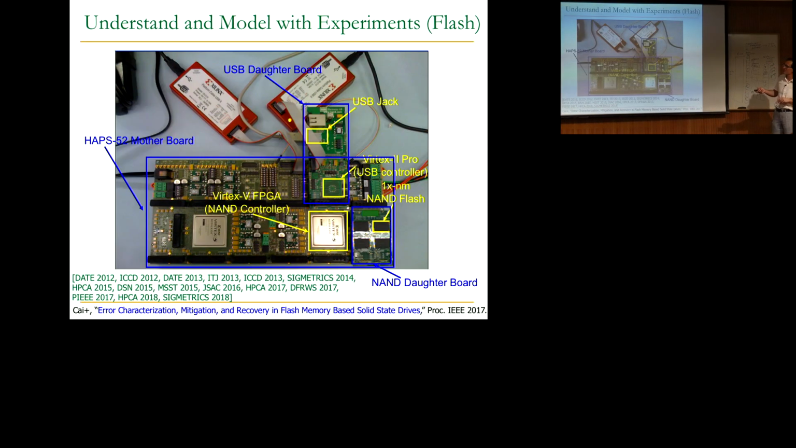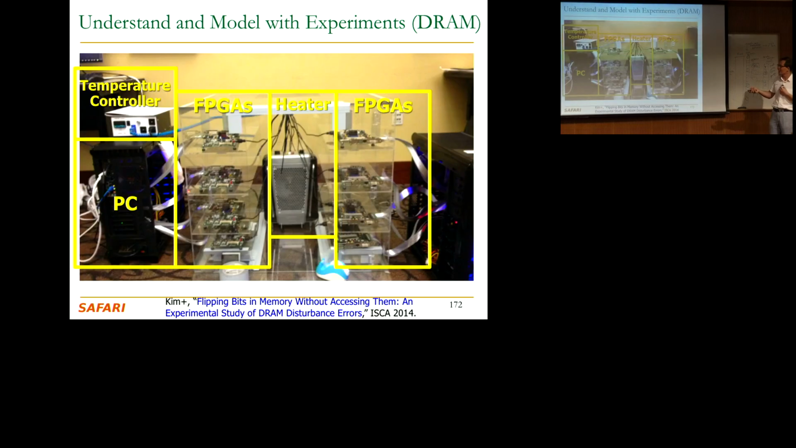So that's one of the reasons why we've been developing these infrastructures. I think that's one of the reasons why we've open sourced our infrastructure, actually the SoftMC infrastructure, so that people can use it. Because we can only do so much. We can understand and model, and we've actually published a lot of models and our understandings.